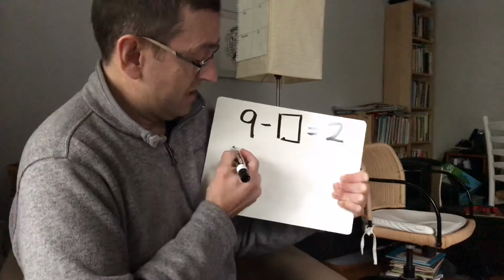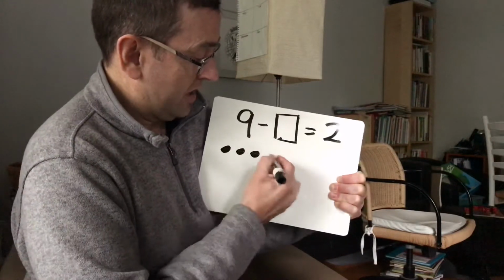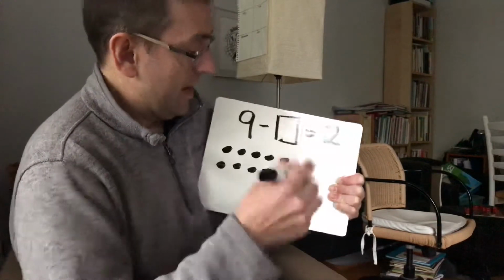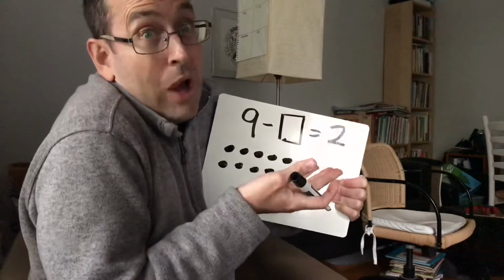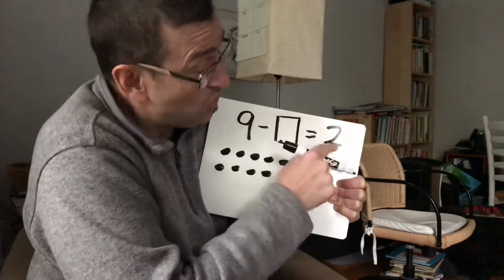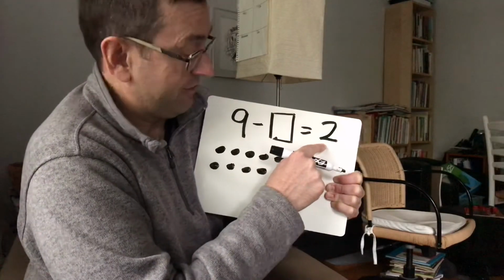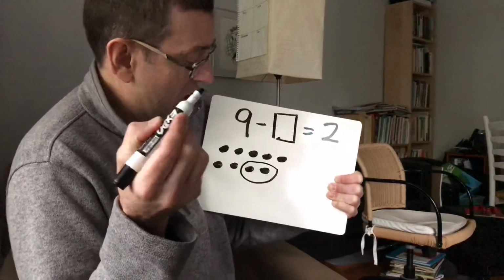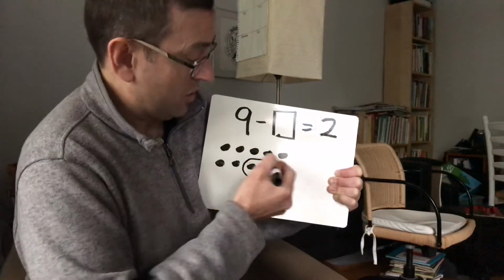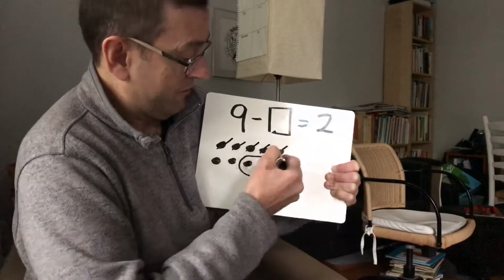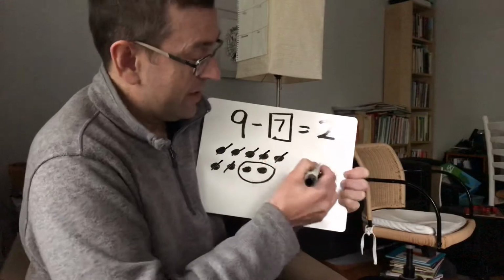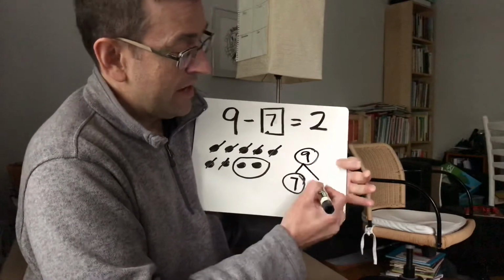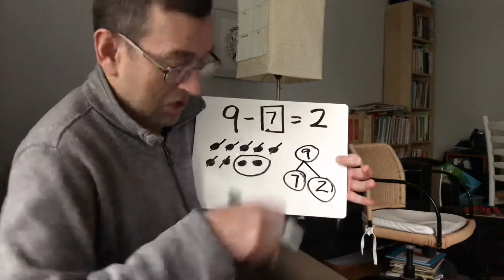So let me start with 9. 1, 2, 3, 4, 5, 6, 7, 8, 9. I take some away. I don't know how many, but I do know that 2 are left. So these 2 are left after I take some away. Oh, so I took away 1, 2, 3, 4, 5, 6, 7. I took away 7. So 9 was the total, 7 was taken away, and 2 were left.